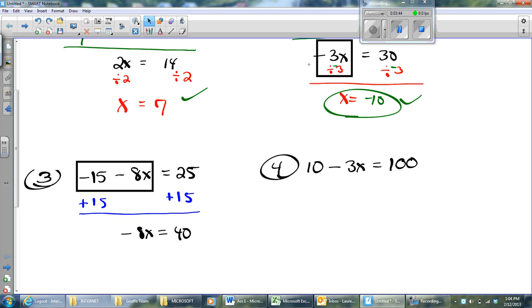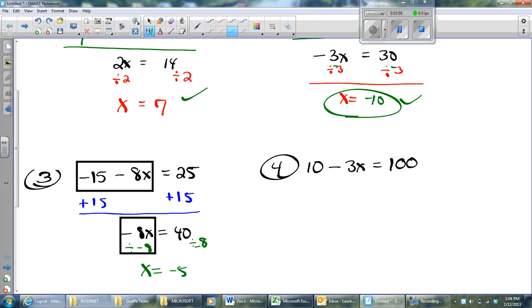I box it, and I see a negative 8 next to the x. It's attached by multiplication, so I'll divide by negative 8. And doing so will get me x equal to negative 5. If I do negative 15 minus 8 times negative 5, well, that's the same as negative 15 plus 40, and that's positive 25, and so it checks.